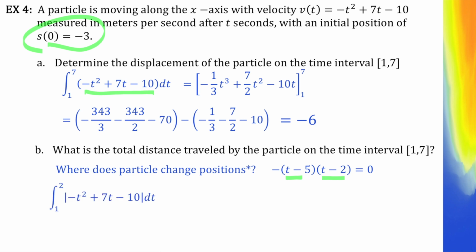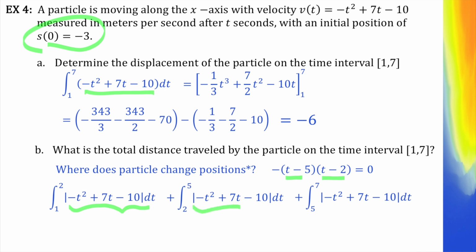We'll have to go from 1 to 2 first, then add to that 2 to 5, then add to that 5 to 7, and in each of these integrals, we're taking the absolute value because the distance is always going to be positive. So that would turn out to 15 meters.